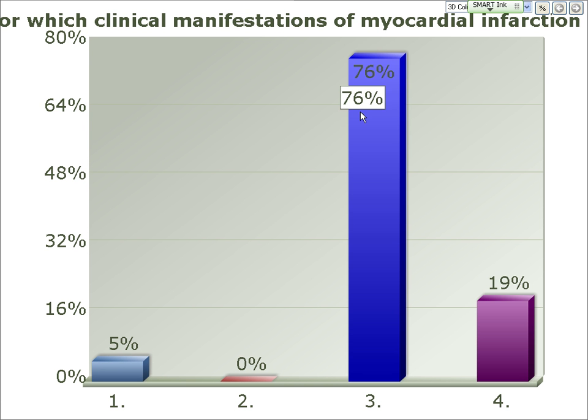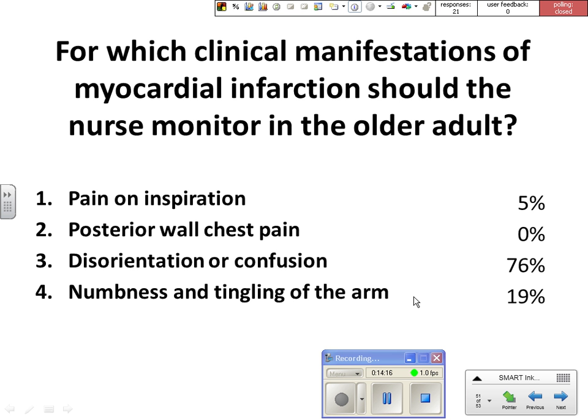Okay, 76% said disorientation or confusion. Why is numbness and tingling of the arm incorrect? Because anybody who has an MI might have numbness or tingling of the arm. And they're asking you to specifically say what's different about the older adult versus anybody else who might be having an MI. So that's how you read that question: you look at it like, how should you be monitoring it in the older adult? That's a red flag that says to you, okay, what's different about older people? Same thing if they asked you for women versus men. You would look at, okay, what's different in women oftentimes than in men?